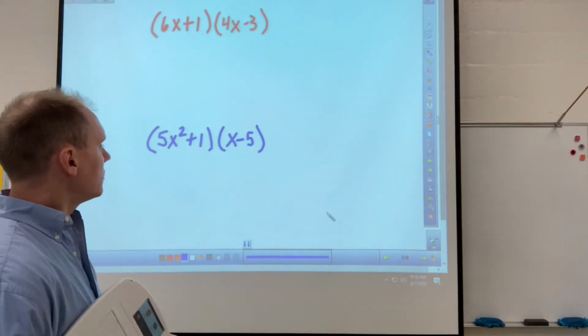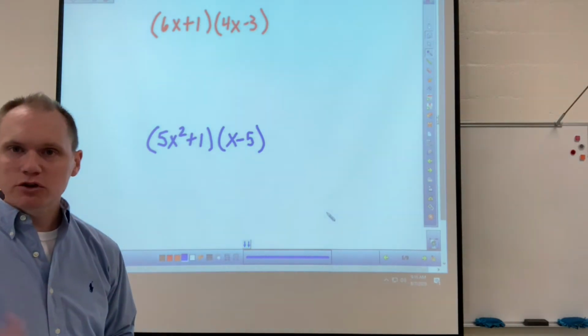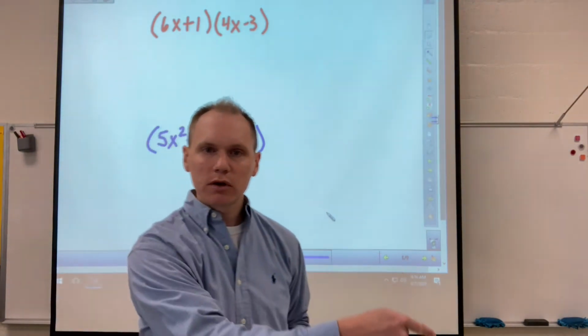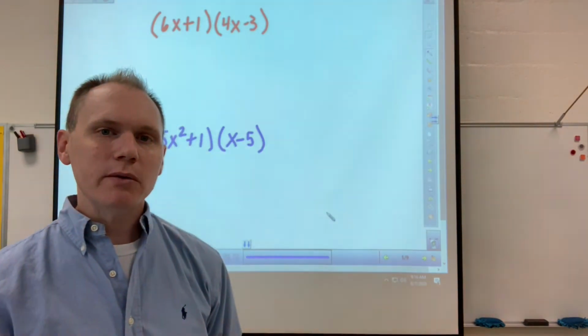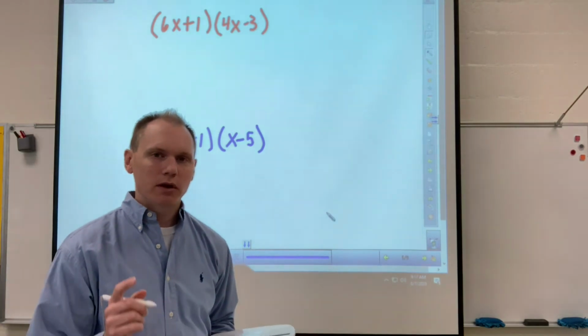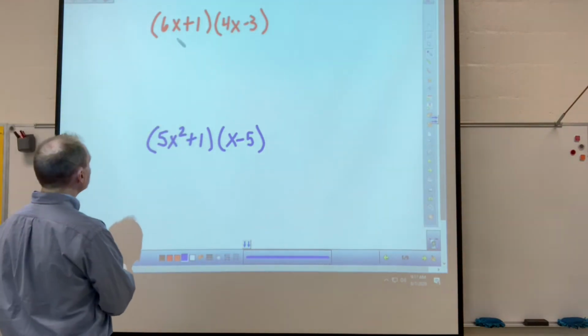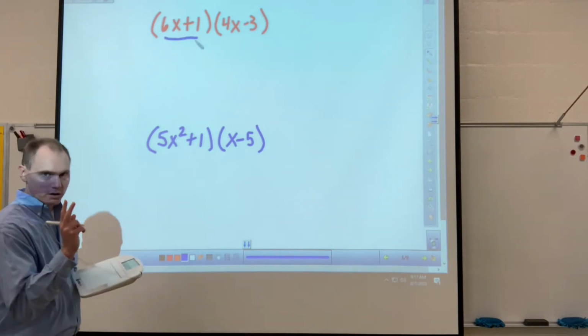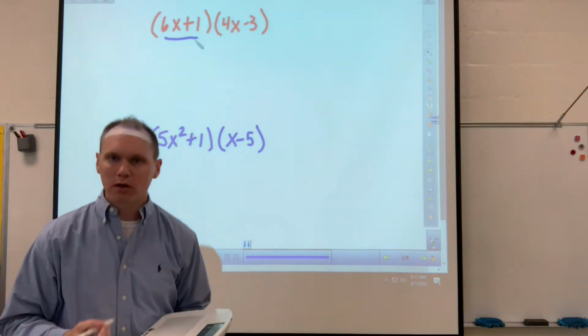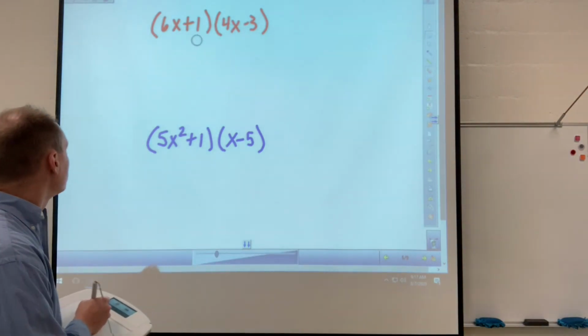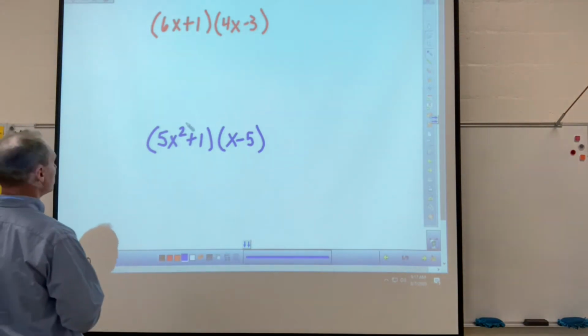Okay, so when we did adding and subtracting, when we added two polynomials, we got a polynomial out. When we subtracted two polynomials, we got a polynomial out. Let's see what happens when we multiply, and if we get a polynomial out when we multiply two polynomials. So this is only two terms, but it's still considered a polynomial. Poly meaning many terms. This is still a polynomial.